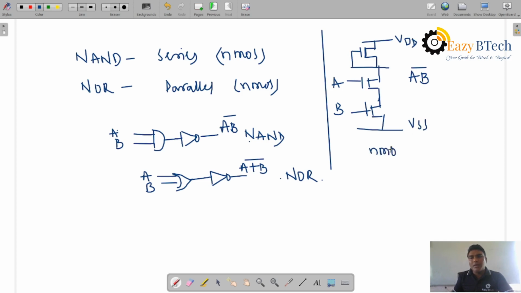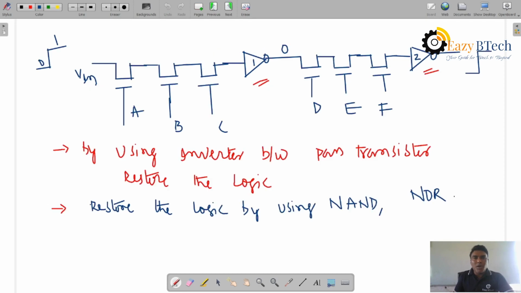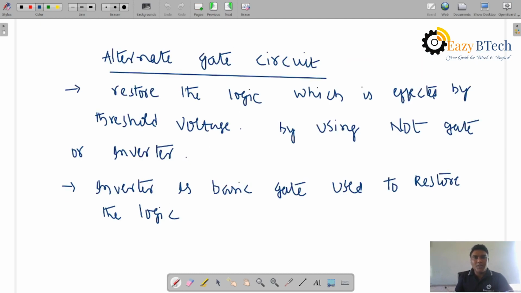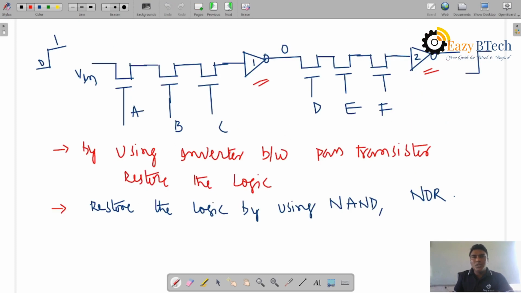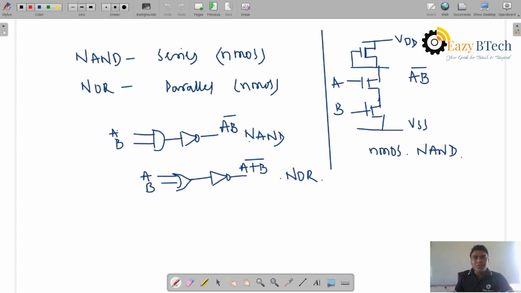We already discussed NMOS NAND and NOR gates. When the logic passes through the series and parallel transistors, it is degraded due to the threshold voltage VT. So it is recovered by using these basic gates: the inverter, NAND and NOR. These are the alternative gates. Let me write here: the alternative gates are the NOT gate, the NAND gate, and the final one is the NOR gate. By using these we can restore the logic. So these are the alternative gate circuits of switch logic.